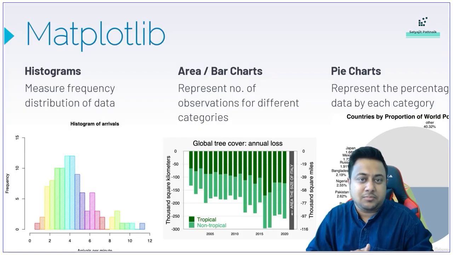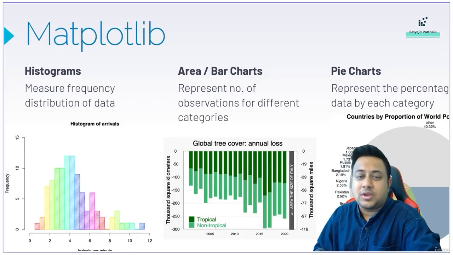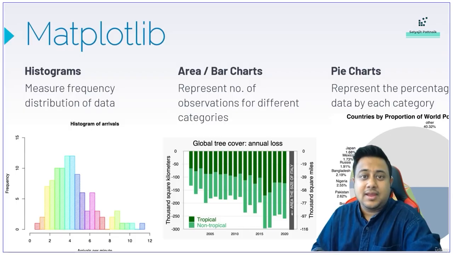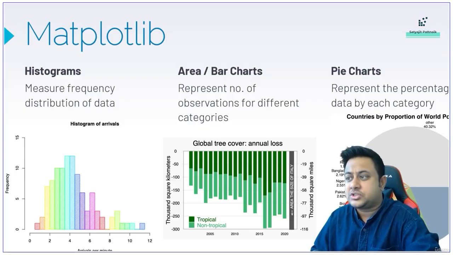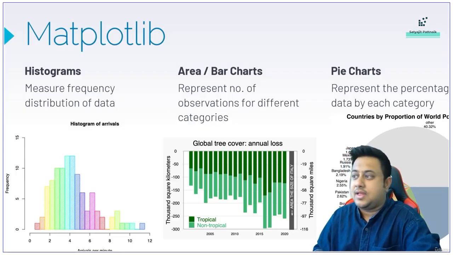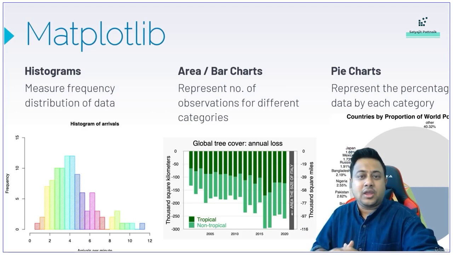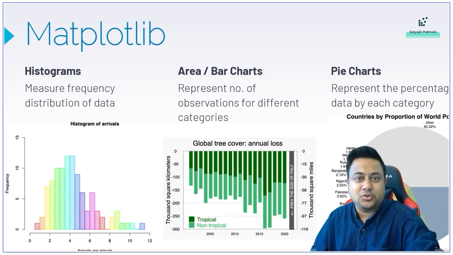Inside the Matplotlib library, you can easily plot histograms. Histograms measure the frequency distribution of data. Area or bar charts represent a number of observations for different categories. And we have pie charts, which we all know represent the percentage of data by each category. And there are various other charts as well which we will be talking about. So let's quickly jump into the code part.